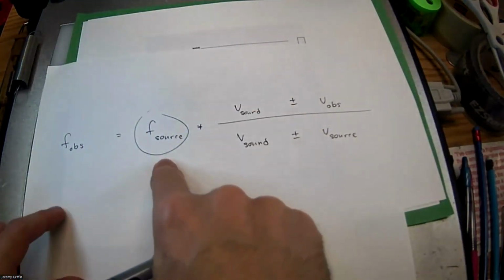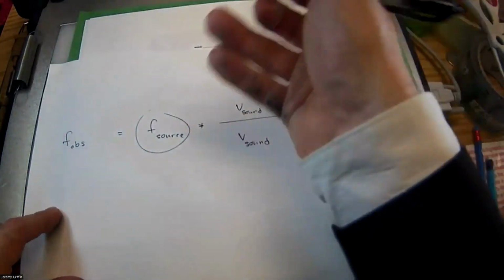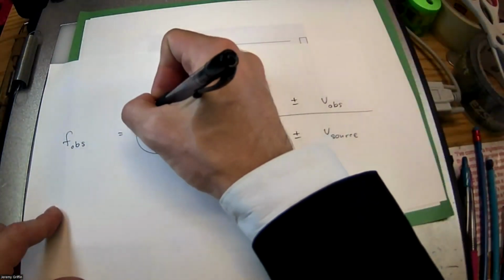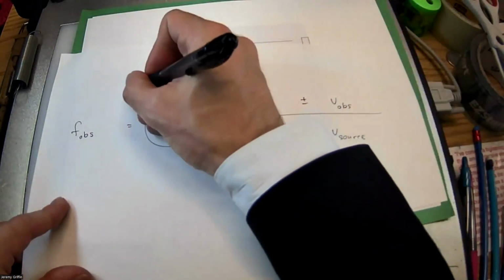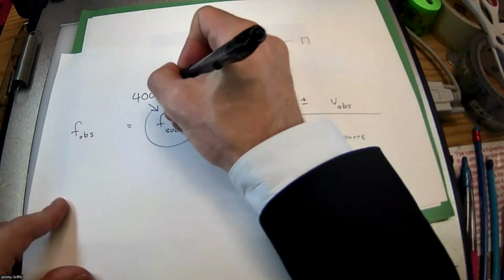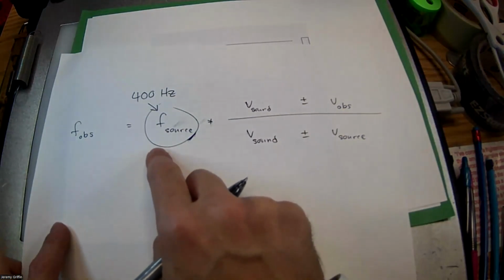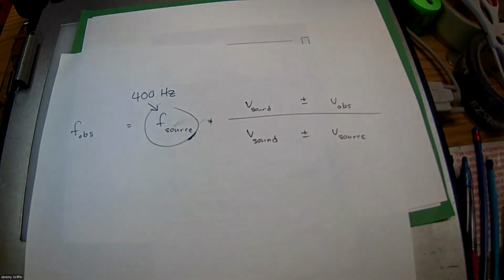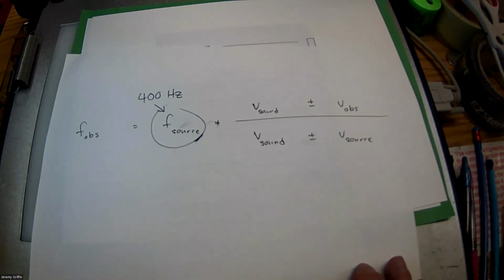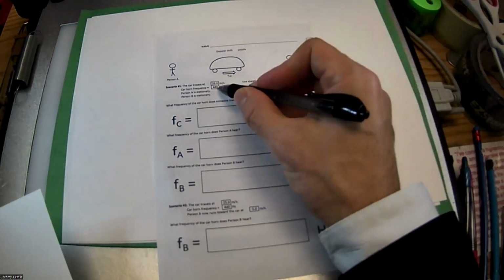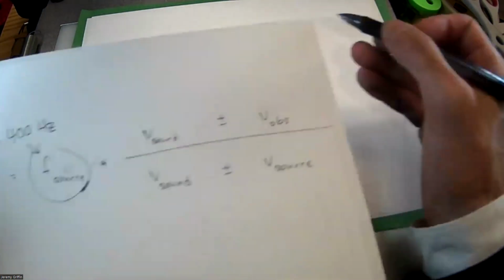The source frequency, I gave you guys, that's just the car horn. Now I'm just going to make up a crazy number, and that's probably not your number. So I'm just going to call it 400 hertz. So that's just my car horn. Everybody found their car horn, right? That's this number right here, car horn frequency.